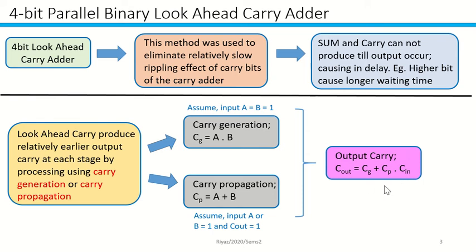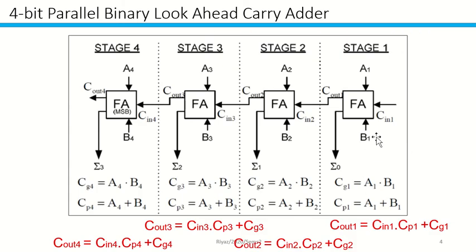Let's see how we're going to use this in our circuit. Let's say you have stage 1. At the very first stage, you're going to have A1, B1, and the input is C in 1. This is going to process and you're going to have the sum and the C out. To have a look ahead, C out is equal to C in dot CP1 plus CG1. So this is how you're going to use it at this particular stage.